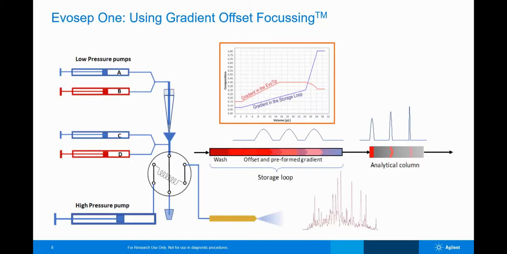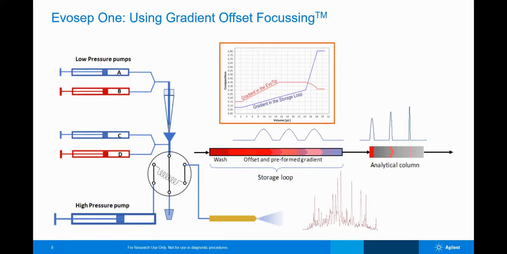They're using a gradient offset focusing technology to deliver the LC separation. So first, the two low pressure pumps will deliver a gradient with a relatively steep slope, which is shown as a red line in this gradient plot.